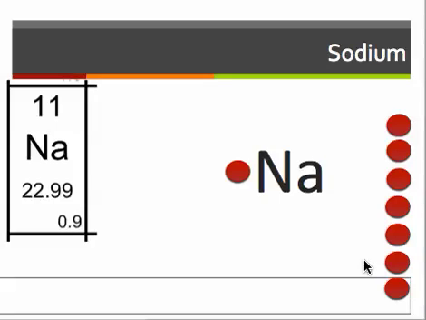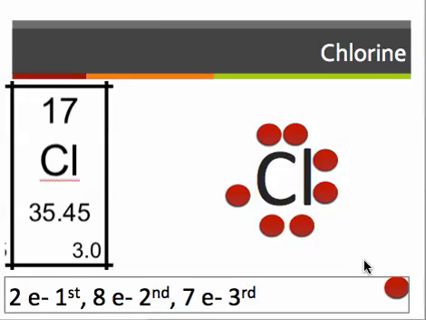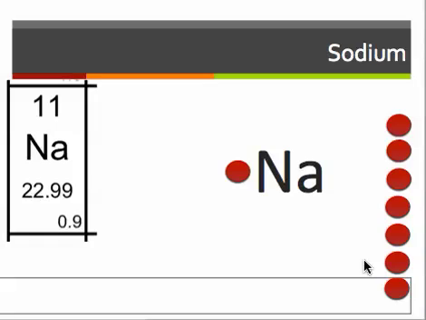Okay, one thing that I forgot to talk about, so let's go ahead and step back a page, is for chlorine, chlorine had 7 valence electrons. Therefore, it only needed 1 electron to reach the noble gas configuration. Now here's sodium. Sodium only has 1 electron. So therefore, that could mean it needs 7 electrons to reach the noble gas configuration.